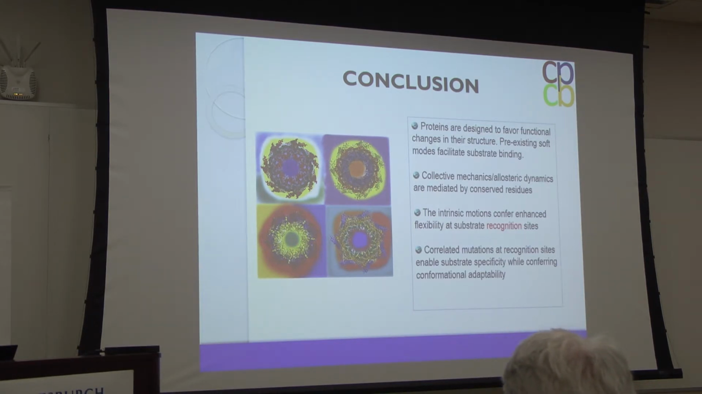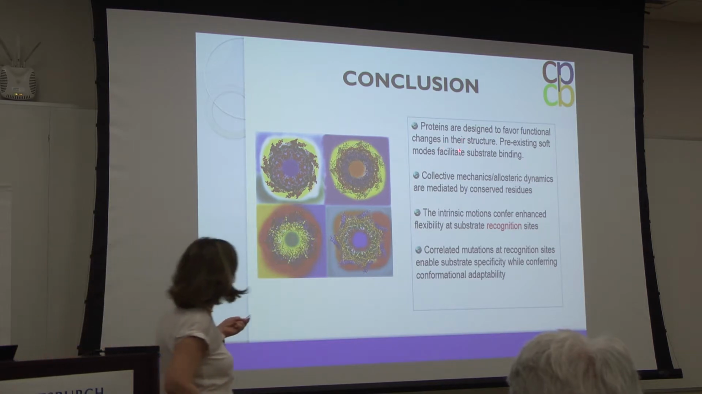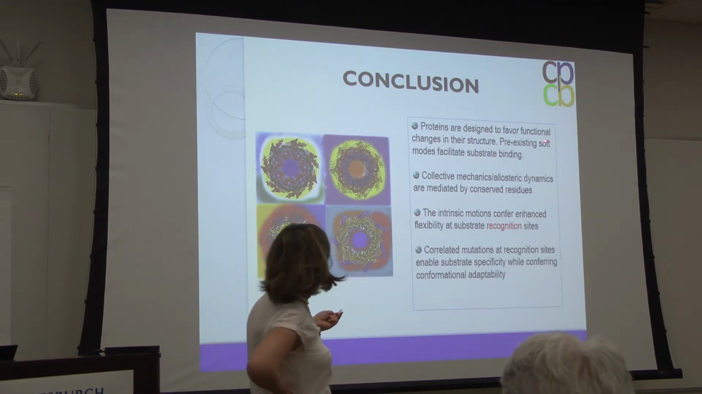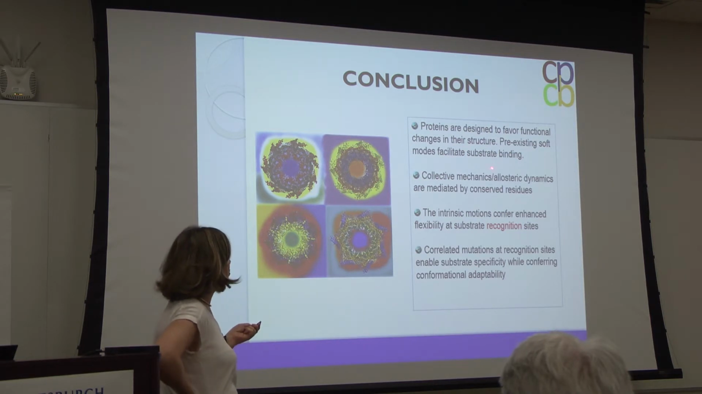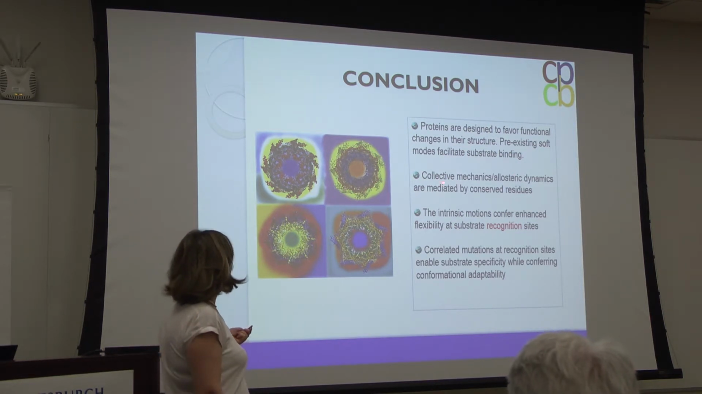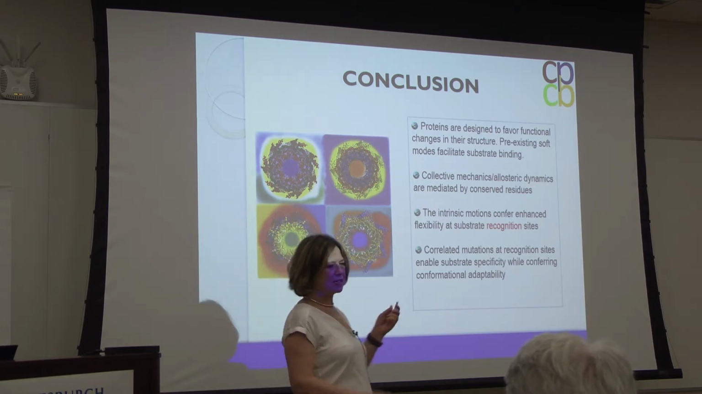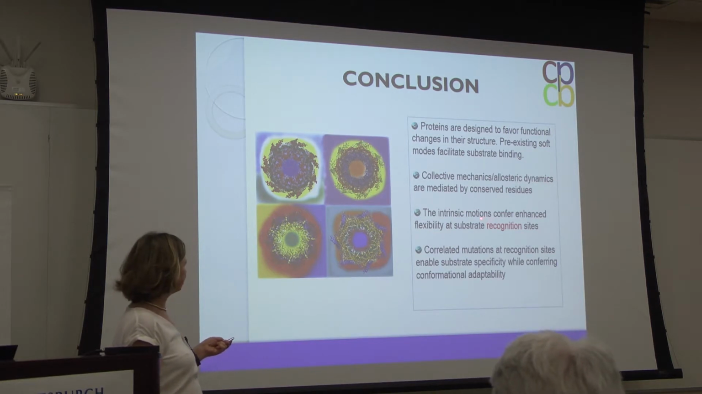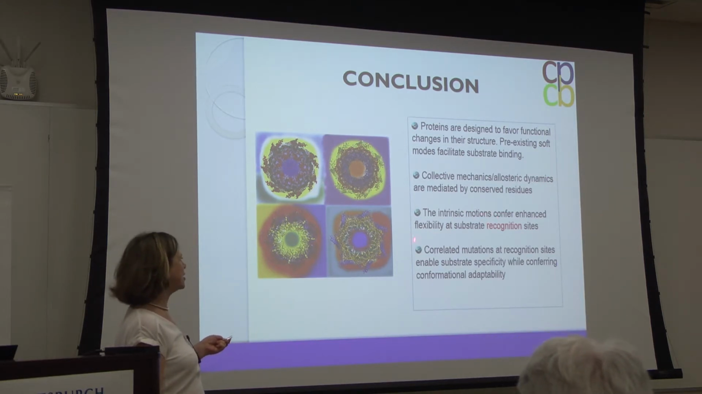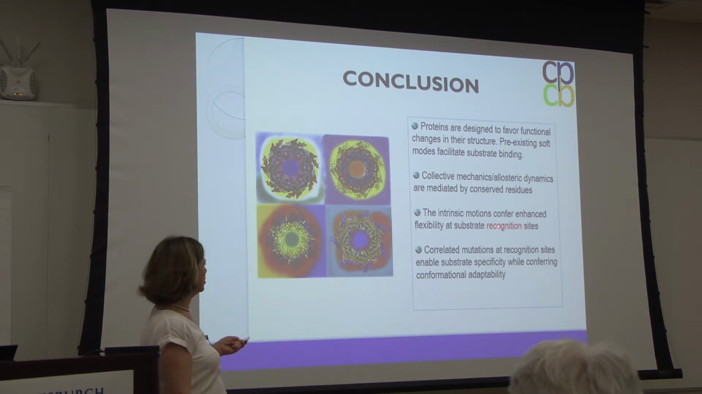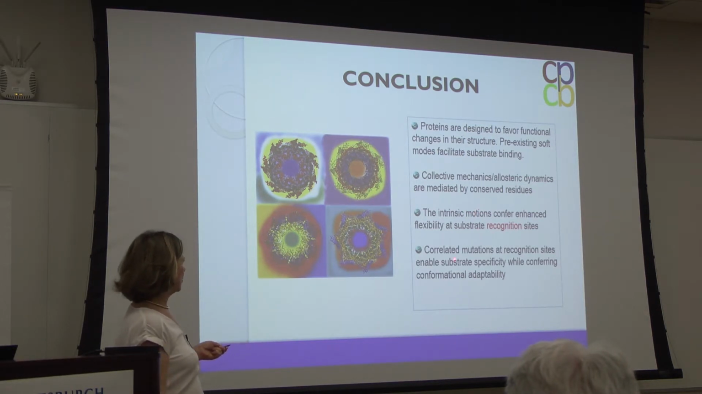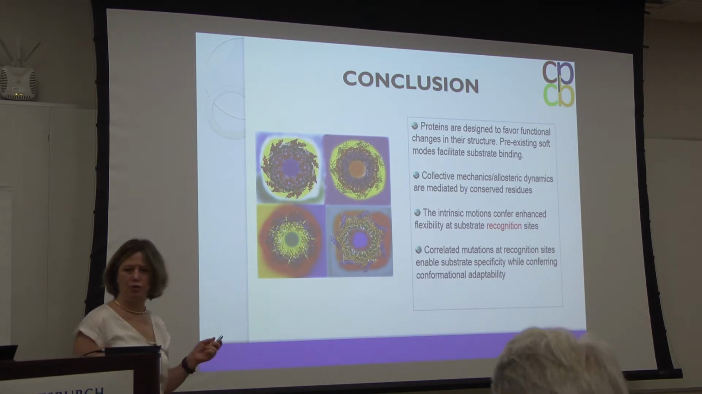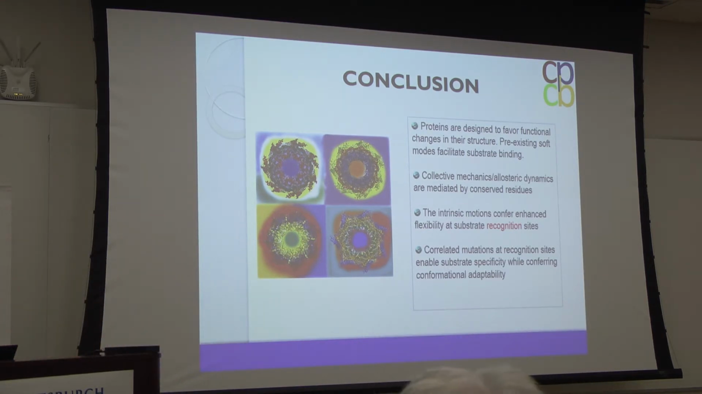So what we've learned is proteins are designed to favor functional changes. There are pre-existing soft modes that facilitate substrate binding. And then the collective mechanics, allosteric dynamics, are mediated by key mechanical sites that are conserved. There is enhanced flexibility at substrate recognition sites. And this issue of specificity, the compromise between specificity and adaptability for correlated mutations, that's something I mentioned.